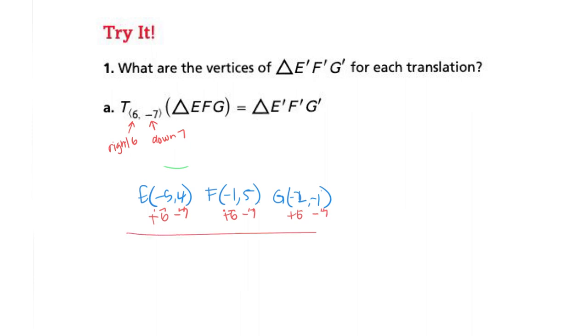When I add those all up, my new point E prime would be negative 5 plus 6, which is 1, and 4 minus 7 is negative 3. F prime should be negative 1 plus 6, which is 5, and 5 minus 7 is negative 2. And for G prime, you should get negative 2 plus 6, which is 4, and negative 1 minus 7 is negative 8. So there's your answer for that one.